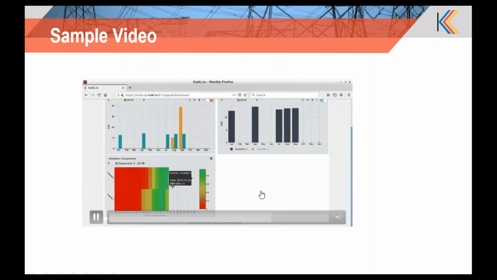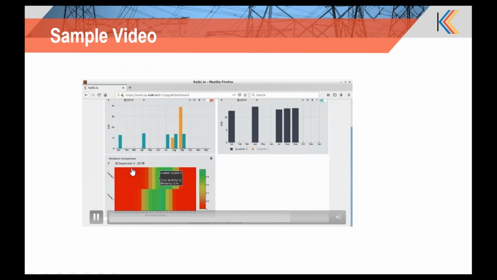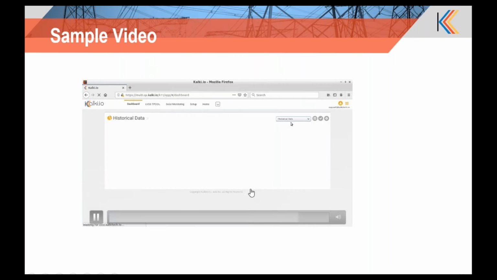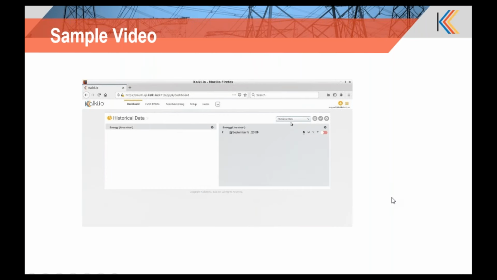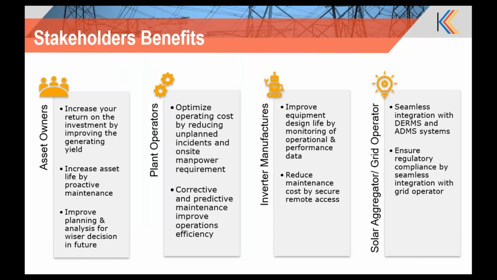And this is a heat map which shows the utilization of inverters. This is a comparison of two inverters, inverter 1 and 2, where you can see that the power generated from the two inverters for this particular date is different, depending upon the generation capacity. So that's all on the sample screens which we provided.